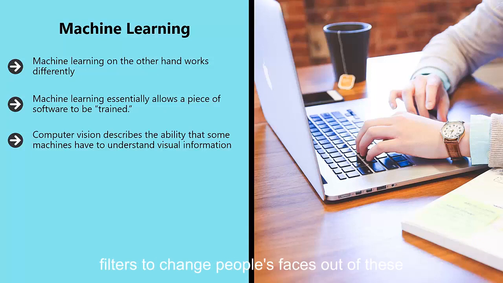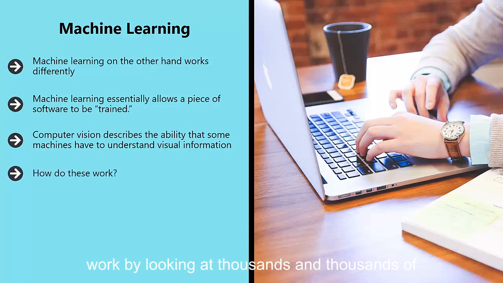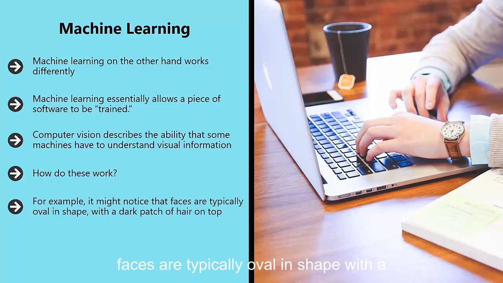These work by looking at thousands and thousands of pictures of every type of object. While a machine learning algorithm will never understand what it is looking at, it will look for patterns in the data, which will then be used to identify objects. For example, it might notice that faces are typically oval in shape with a dark patch of hair on top, and then learn that if it sees an oval shape with a dark patch at the top, it's possibly looking at a face.